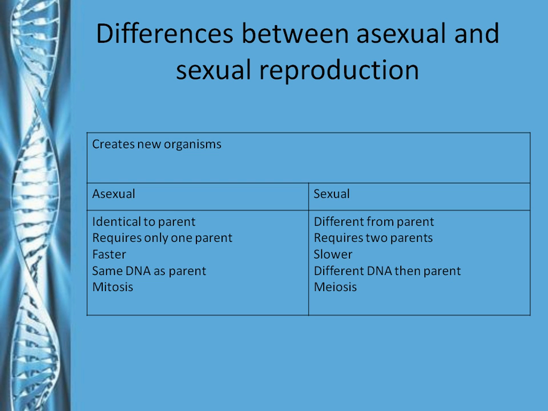It's essentially a clone of the parent because it has the same DNA as the parent. Whereas when it undergoes sexual reproduction, you actually get different DNA that's a combination of the two parents. And of course then we have the process of mitosis versus meiosis that occurs. Now of course asexual reproduction does occur for cells replicating in our bodies, but as far as actually creating new offspring, it requires sexual reproduction.